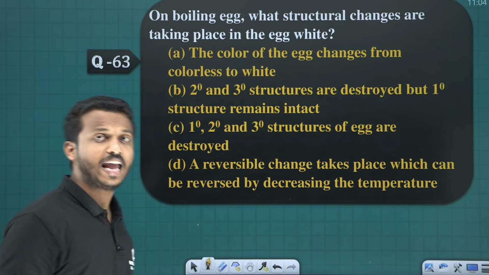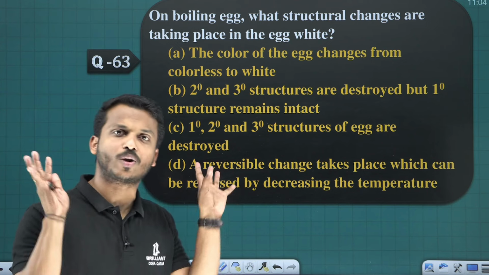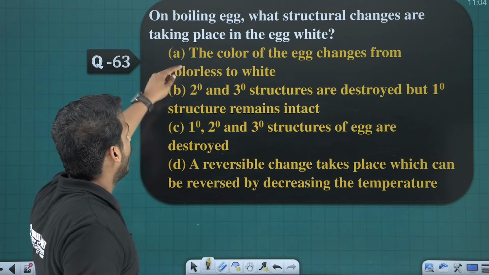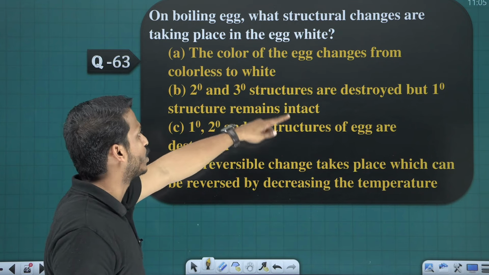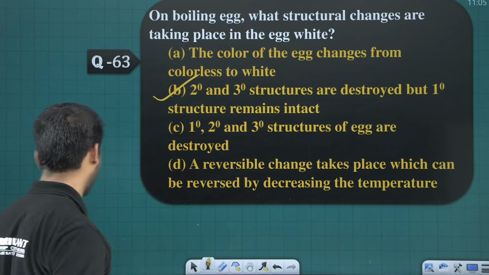Now, boiling of egg and curdling of milk, these are all denaturation, okay? Boiling of egg, what structural change happens? Secondary and tertiary structures are destroyed, but primary structure remains intact. They are connected with denaturation.